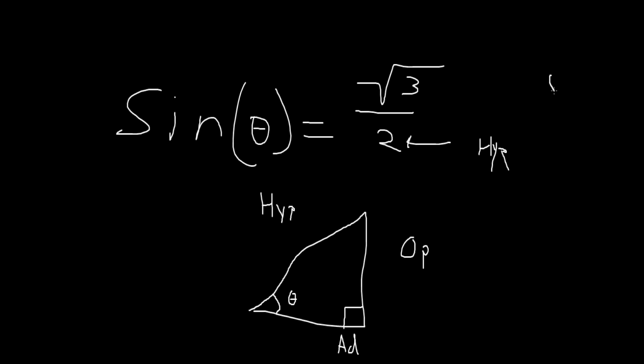So SOHCAHTOA, S-O-H, the H is the one on the bottom, so we know that the hypotenuse is going to be 2. We also know that the opposite is going to be the square root of 3. So we look at this and go, oh, 2 and square root of 3, that means this guy's got to be 1, because we know this is the 30, 60, 90 triangle.